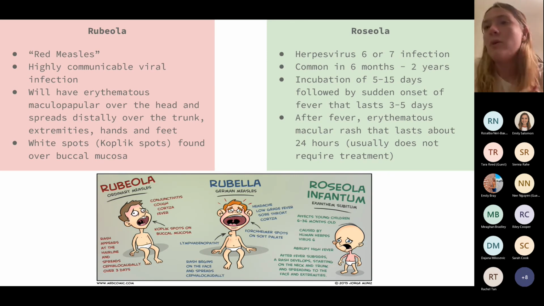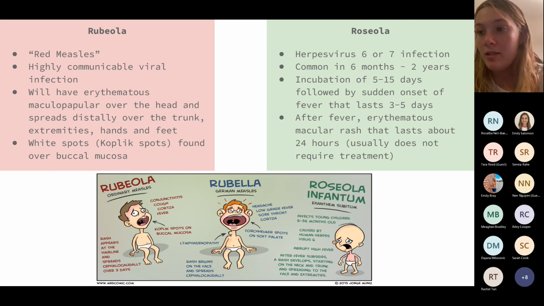Next, we have rubeola versus roseola. Both are different types of infections. When we talk about rubeola, these are our red measles. It's a viral infection that's extremely communicable. Usually they'll have a maculopapular rash over the head, and then it ends up spreading to the trunk and all over the place. Also in their mouth, they will have white spots.